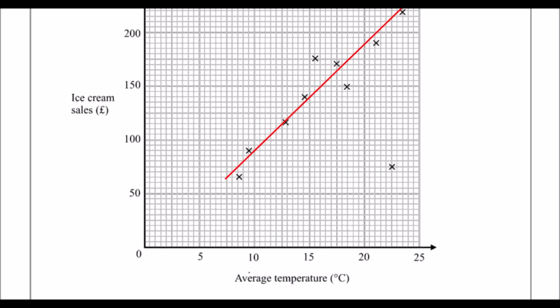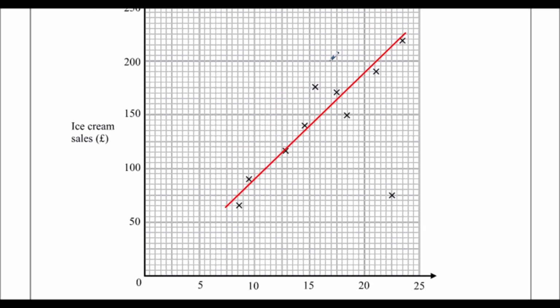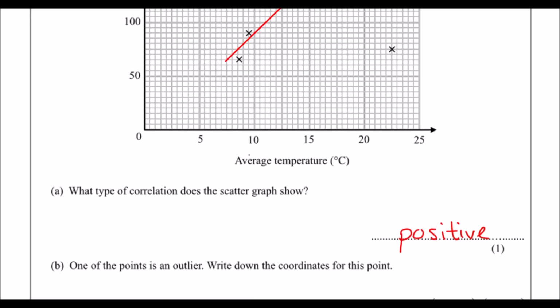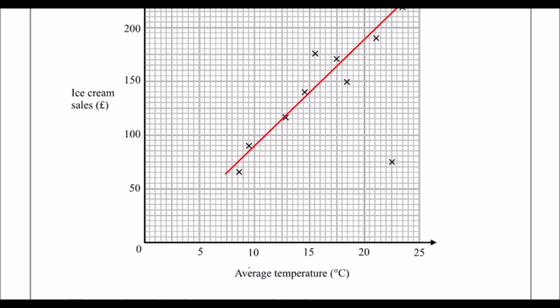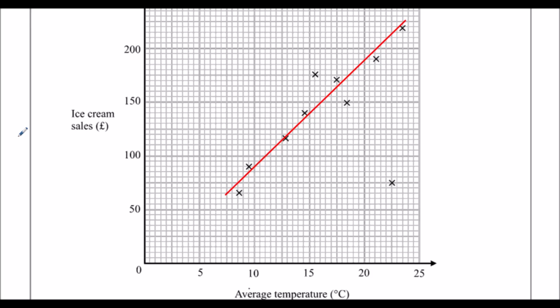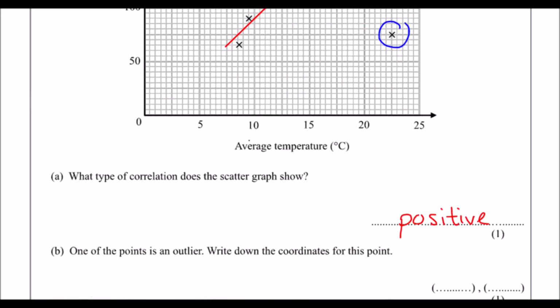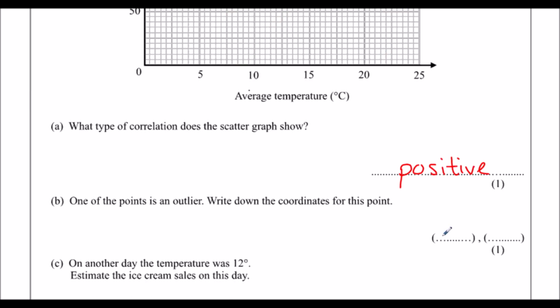So what correlation have we got? It's going up. It's a positive correlation. One of the points is an outlier. So you can see one of the points is a long way away from the line of best fit. So what are the coordinates? So we're at 20, halfway between 20 and 25, which is 22.5, and halfway between 50 and 100 is 75. So it's 22.5, 75.